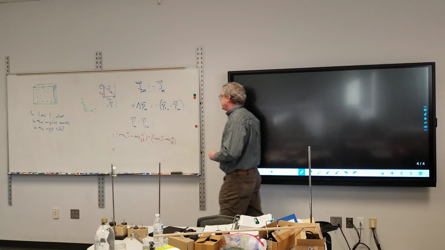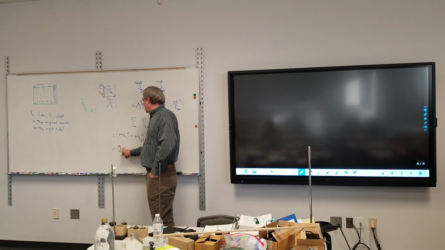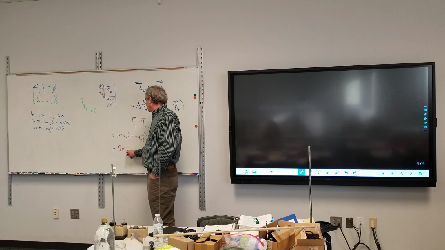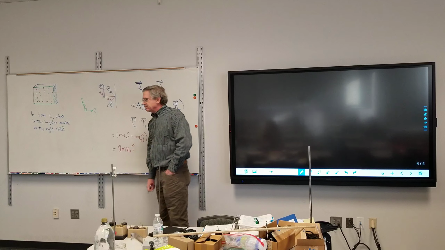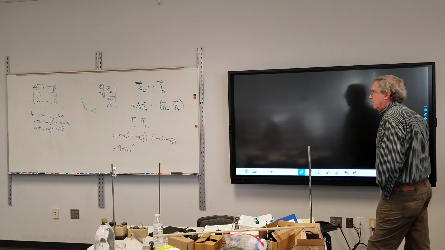And so going through the fancy math there, we end up with 2 times the mass of that particle times VIX i hat. That is the impulse on the wall.